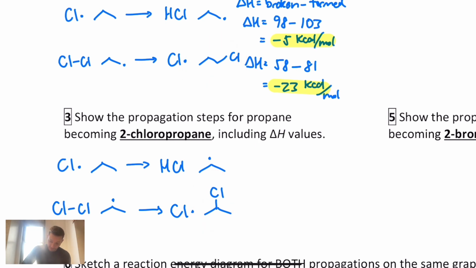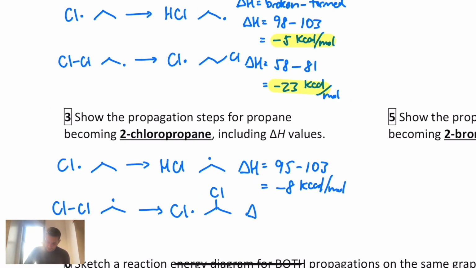What are our delta H values? Delta H for this first step, well, we broke a secondary CH bond, which is not 98. It's actually a little bit easier to break a secondary. It's 95. Back to what we said in the beginning, secondary CH bonds are weaker because it's easier to form that radical. You still form an HCl, so I still subtract 103. That means I'm exothermic by 8 kcal per mole for that step.